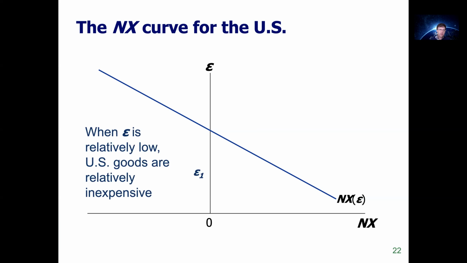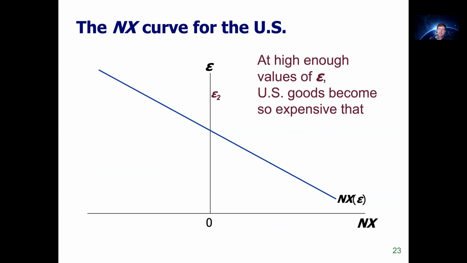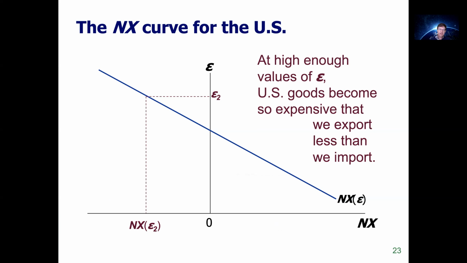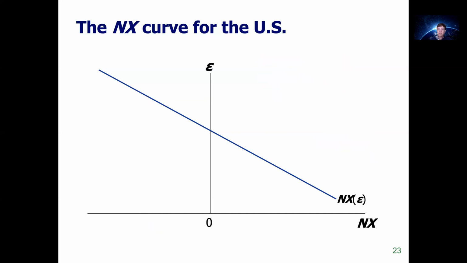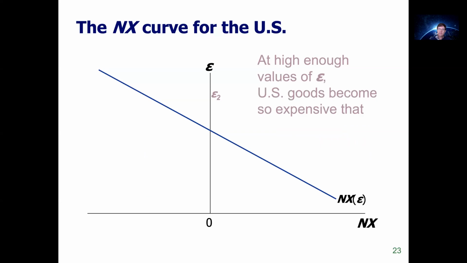Okay, when epsilon is low, U.S. goods are relatively inexpensive, so U.S. net exports will be high. At a high enough value of epsilon, U.S. goods become so expensive that we export less than we import. And of course, that misses the other side of the story of how things look to folks in the U.S. Here, things abroad look cheap, so we want to import a lot. Back a minute ago, when we had low epsilon, things abroad look expensive, so we import less.